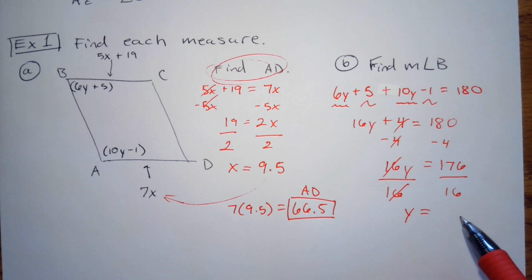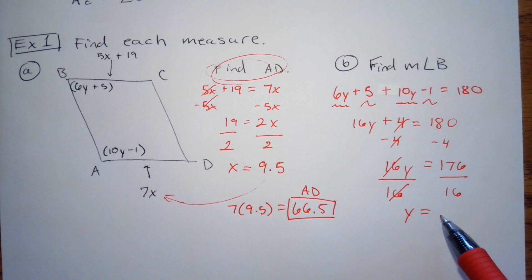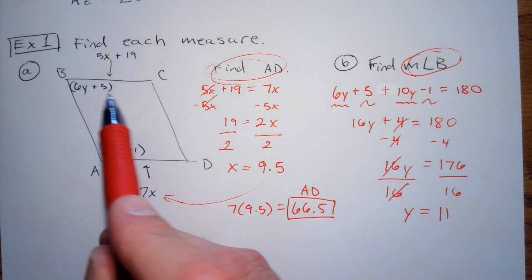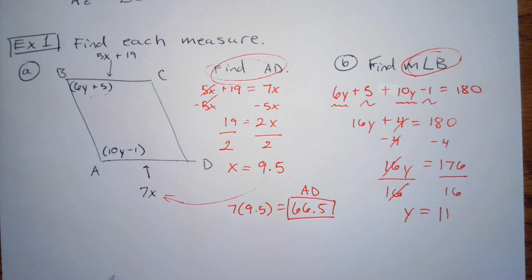Y equals, what is that, 11, right? 176 divided by 16? 11. But remember, we want to find angle B, which means we have to plug it into this. So 6 times 11 plus 5 equals 66 plus 5, which is 71 degrees.